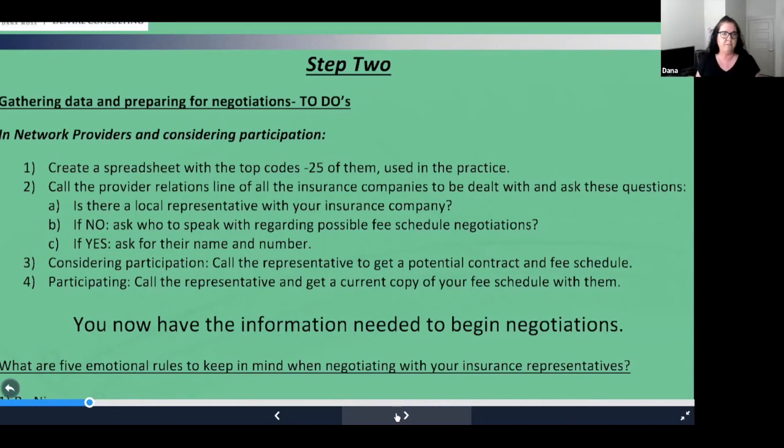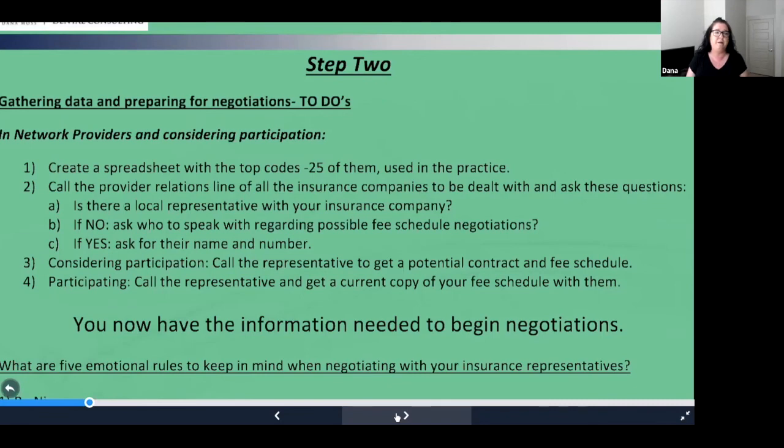Okay. So then what I want you to do is call your provider relations line of all the insurance companies that you want to deal with. Now, I don't want you to call member services unless you don't have a provider relations line. You don't want to call member services and ask them these questions. You want to be talking to provider relations. Google is a great friend when it comes to this. We have contacts all over the country, so we know who to get a hold of. Every company has a different representative for your area, so you're going to have to find out who that is.